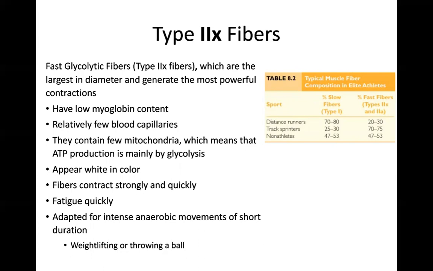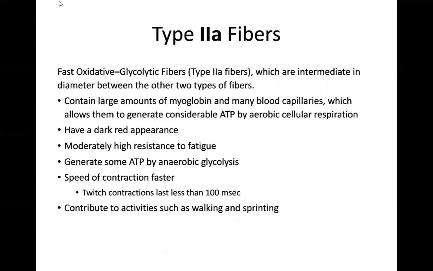Sprinters, I always say Usain Bolt, who is the world record holder of at least the 100 and the 200 meters, track sprinter from Jamaica, incredible athlete, fun to watch, is probably loaded up with type 2X fibers. And then in the middle, kind of intermediate between the type 1s and type 2Xs, are type 2As, which are described as fast oxidative glycolytic, meaning that they are going to contract in a fast manner. Oxidative means that they make their ATP by aerobic respiration. Glycolytic tells you that they also generate ATP anaerobically through glycolysis.